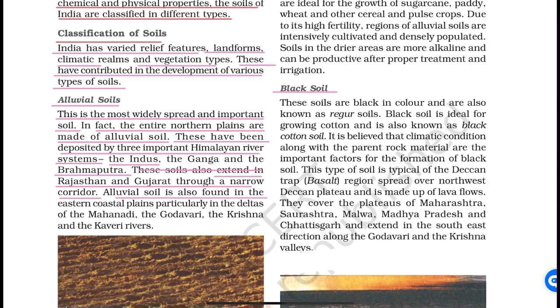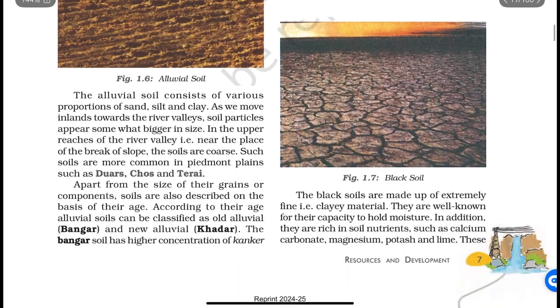Alluvial soil is also found in the eastern coastal plains, particularly in the deltas of Mahanadi, Godavari, Krishna and Kaveri rivers. The alluvial soil consists of various proportions of sand, silt, and clay. As we move inlands toward the river valleys, soil particles appear somewhat bigger in size. In the upper reaches of river valley, it means near the place of break of slope, the soils are coarse. Such soils are more common in Piedmont plains such as Duars, Chos, and Tarai.